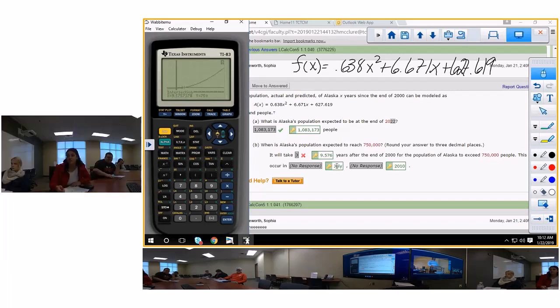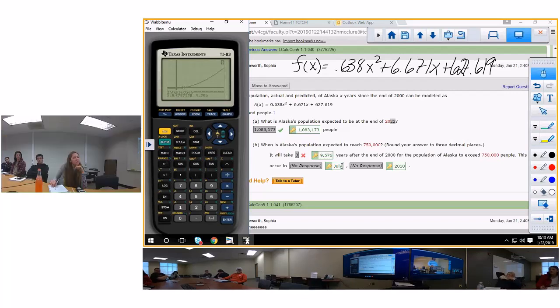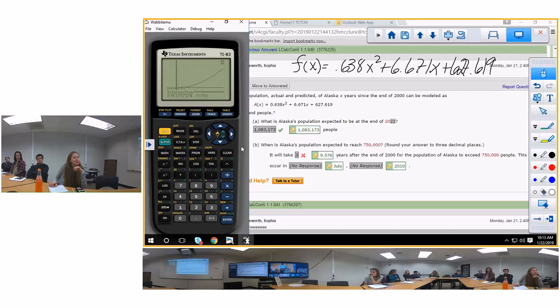Okay, is that a test question? Do we need to know how to get the month? I have no idea how they got July. Can anybody elaborate on how they got July? Yeah, they got July. They multiplied the 0.56, or to round it up, they multiplied just the 0.56 part by 12 to find what month it was.